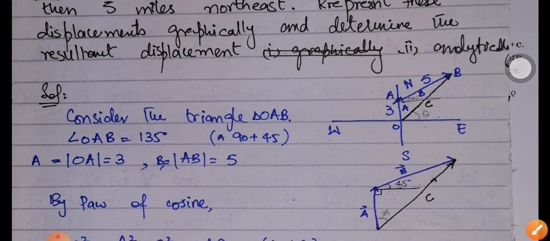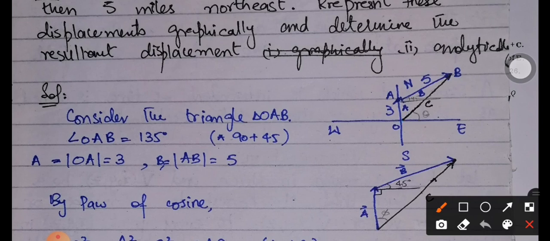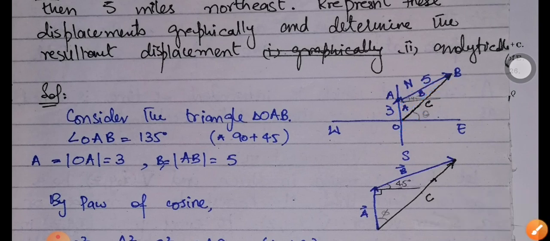Now in order to determine the direction, that is the angle, and the magnitude of C, we will solve the triangle that we can easily see over here. It is a triangle OAB, and we are going to solve this triangle. Now in this triangle you can see that one side is given to be 3, the other side is given to be 5, and we have to find the length of the side C.